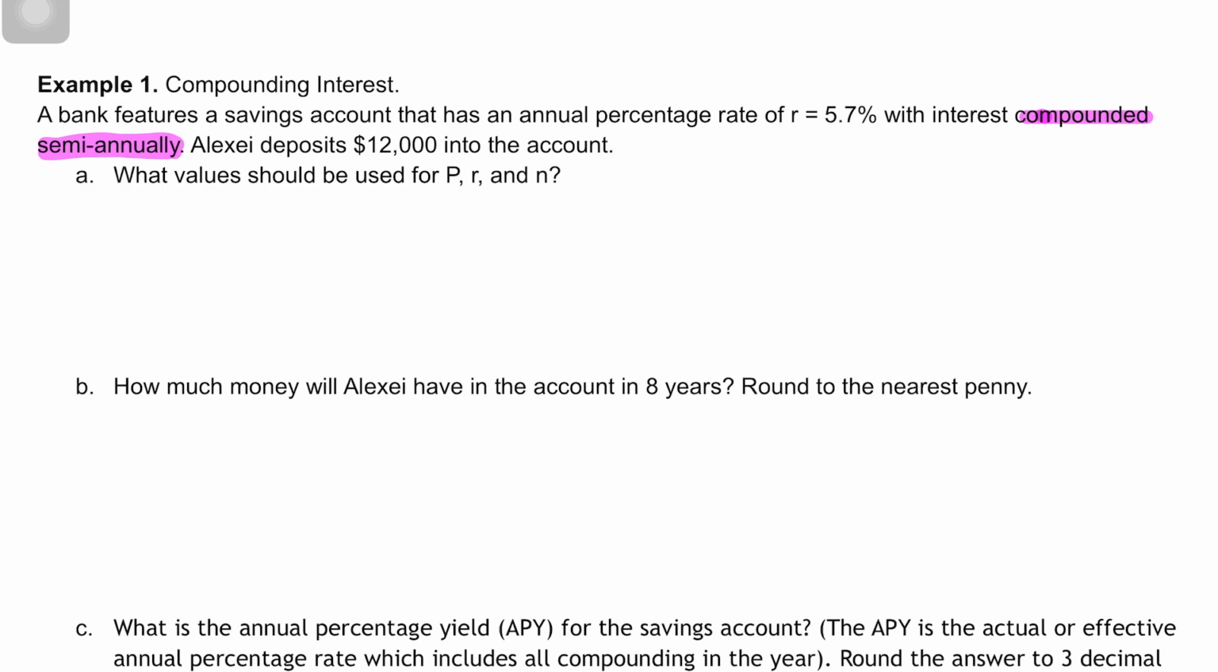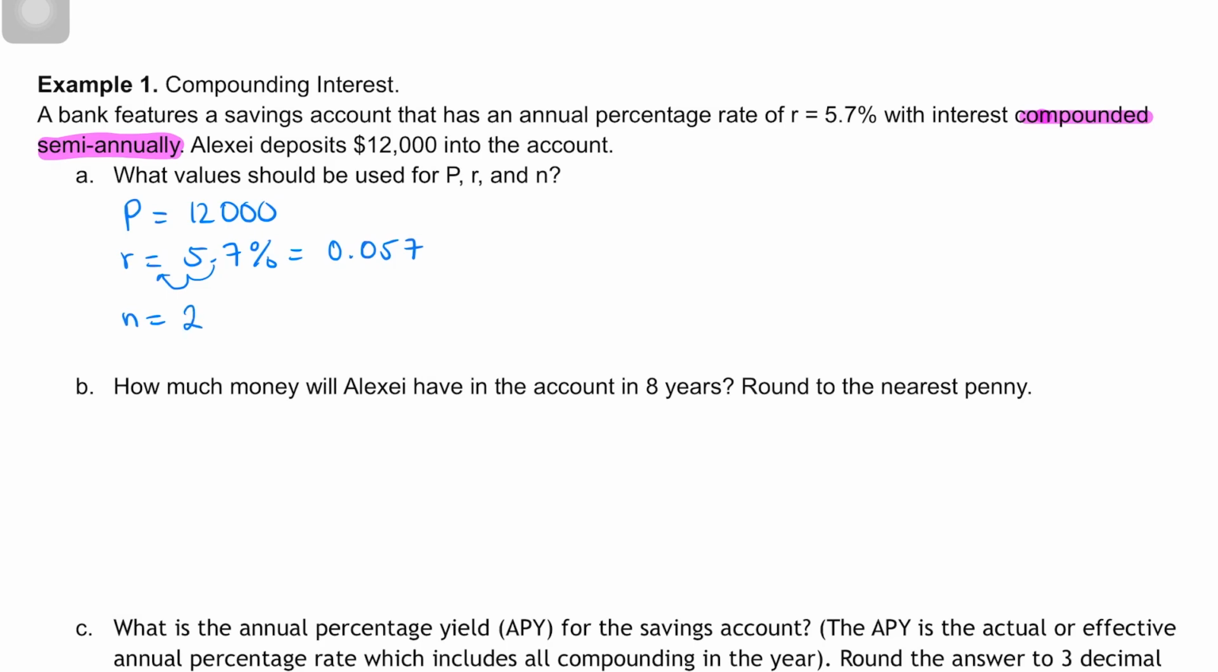So first, let's write down what P is. P is the investment, whatever you're depositing, your initial amount. So in this case, it's 12,000. And then R is the interest rate, so that's 5.7%, which we have to turn into decimal form. So it'll be moving the decimal 2 positions to the left. It'll be 0.057. And then finally N. N is the number of periods semi-annually per year, right? Semi-annually, as we mentioned before, is half of a year, so that happens twice a year.